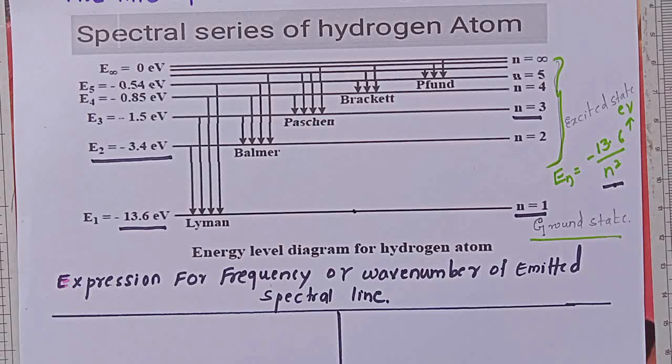So now we are going to derive the expression for the frequency or wave number or wavelength of that emitted spectral line or emitted energy.